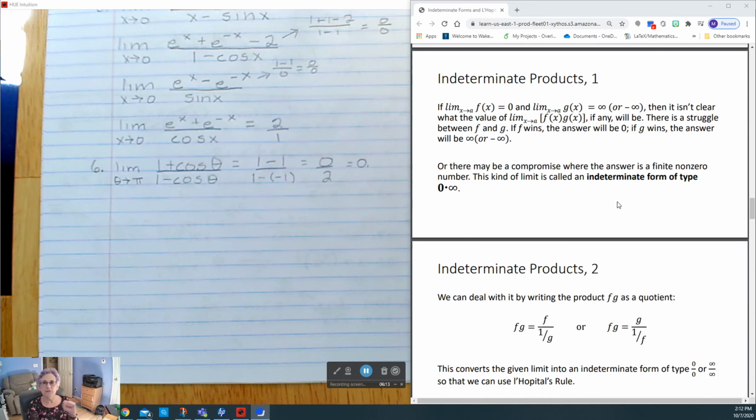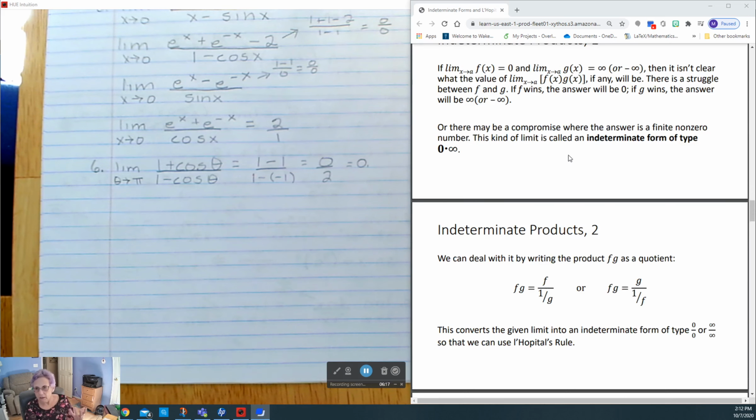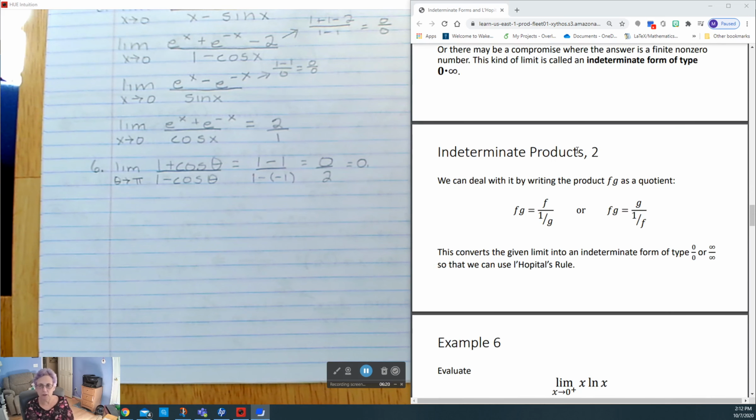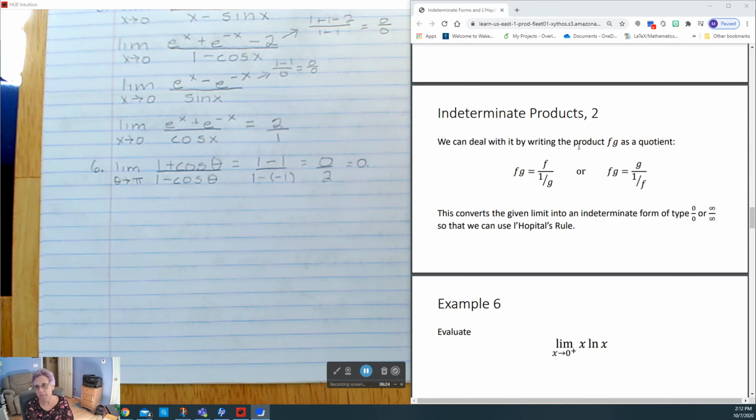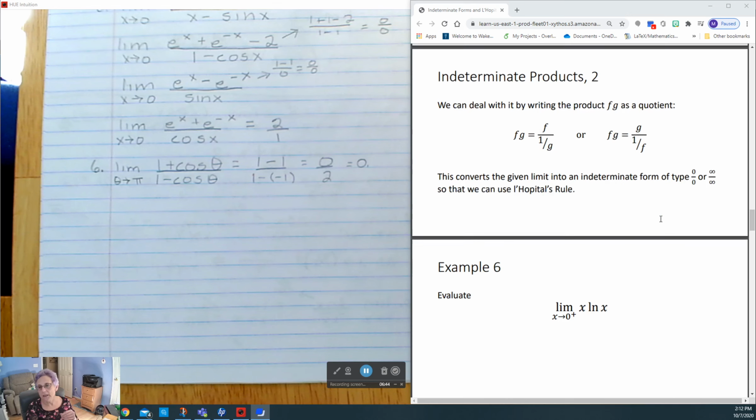Sometimes we have a different type of indeterminate thing, like an indeterminate product. We need an indeterminate quotient in order to L'Hopital it. But a product can easily be made into a quotient because f times g is equal to f divided by 1 over g, because what is fraction division but invert and multiply. So let's look at example 6.